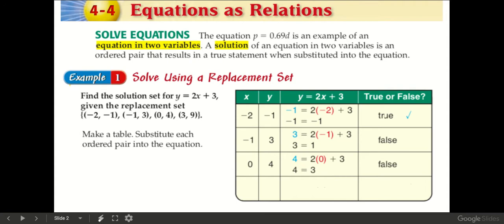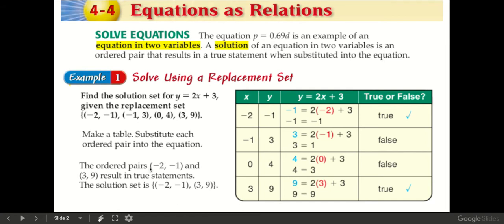So let's move on to the last one: x coordinate of 3, y coordinate of 9. Plug them into the equation. 2 times 3 is 6. 6 plus 3 is 9. Does 9 equal 9? Yes, it does. That does give me a true statement. Therefore, the ordered pairs -2, -1 and 3, 9 result in true statements, so the solution set is these 2 points. They gave me 4 ordered pairs to try, and these are the 2 that worked. So the solution set is those 2 ordered pairs.